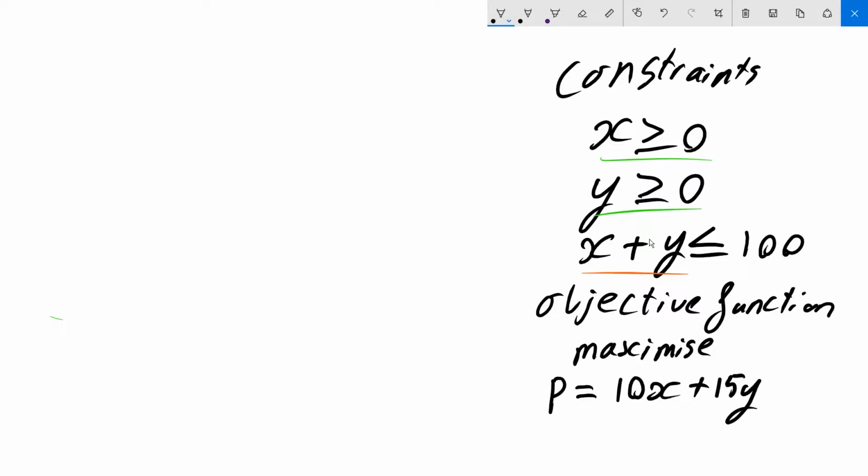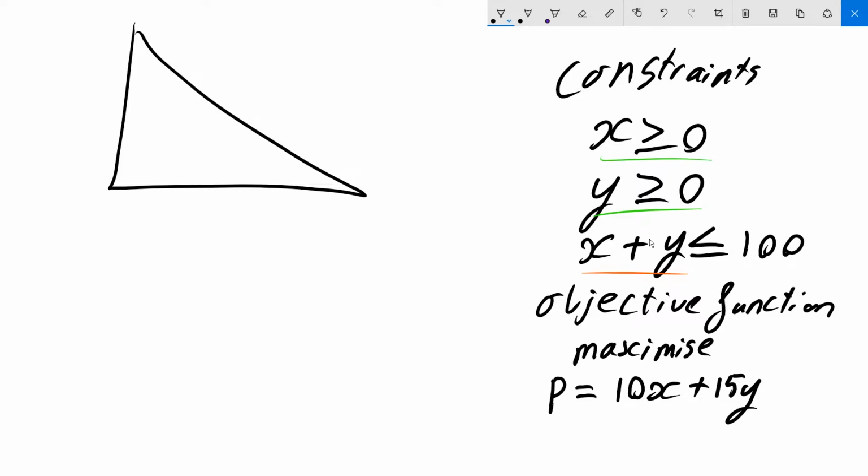So on that graph, we had a triangle that was our feasible region. Here's our y, here's our x. We also know that these two sides were the same, and we know that it was a right angle. We don't know what this is, but we don't need to.